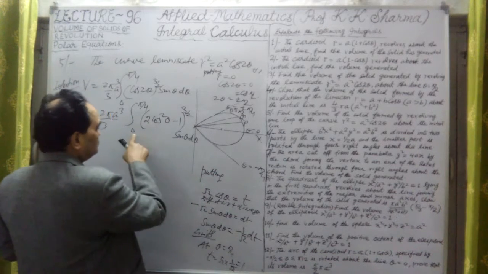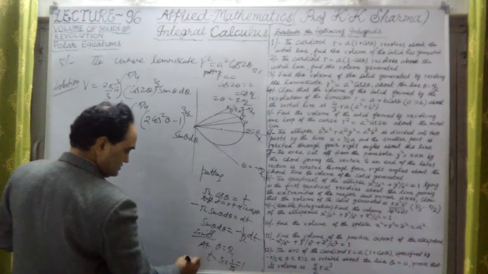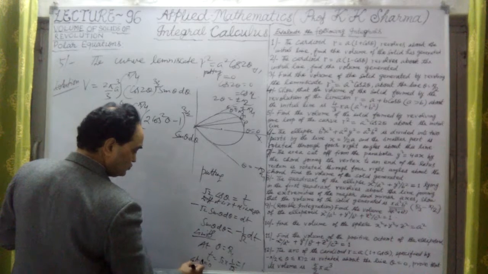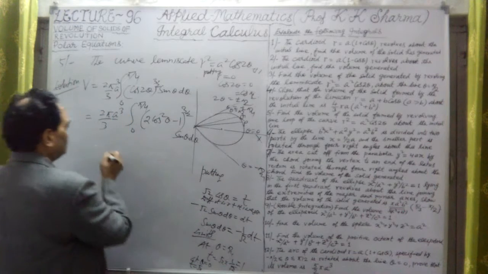And at theta equal to 0, cos 0 is 1, so t is equal to root 2. This is root 2 only. Cos 0 is 1, so t equal to root 2.